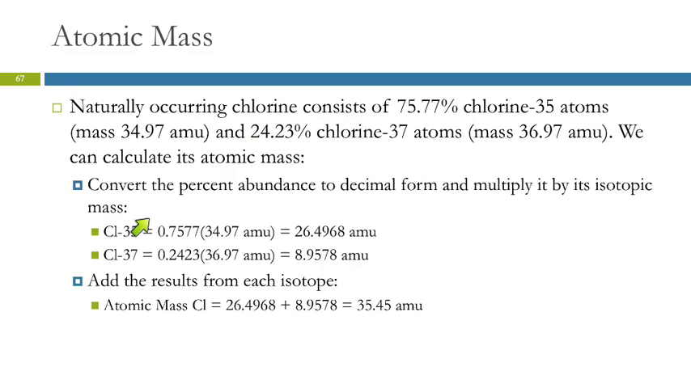What we do to calculate the average mass is we take the percent abundance and we convert it to a decimal form. We just divide by 100. So 75.77% becomes 0.7577. You multiply by the mass of that atom. So here's 0.7577 times the mass of that isotope. That gives us a value. And the other percentage converted to a decimal times the mass of the other isotope gives us a number, and then we add those together and we get the average atomic mass for chlorine.